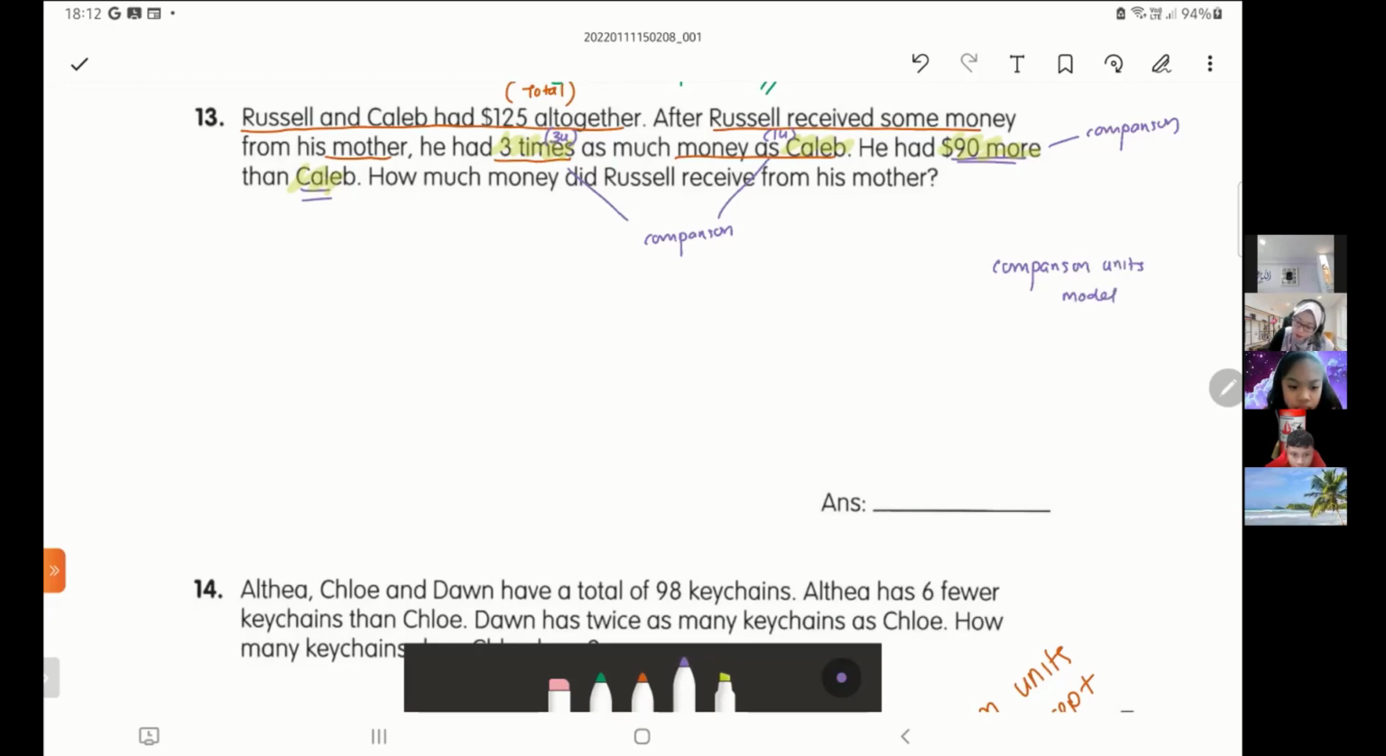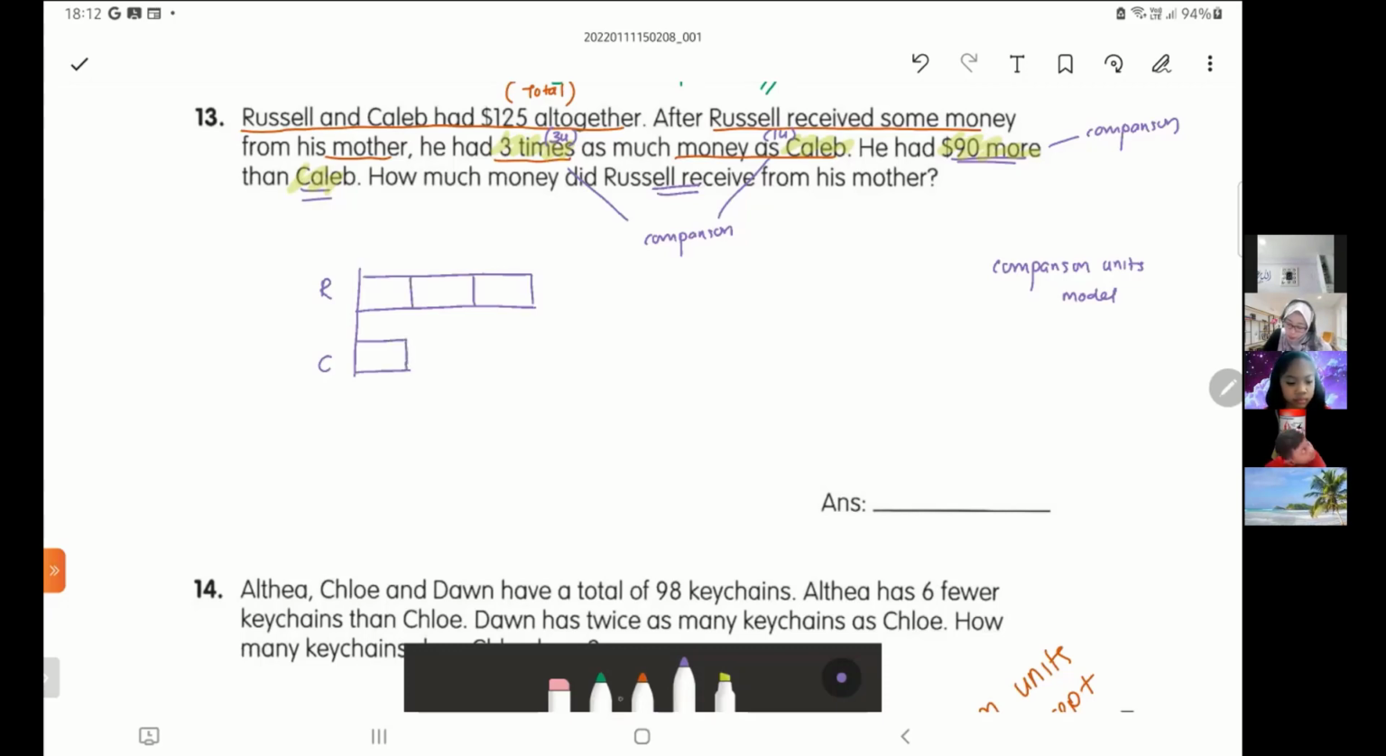So we have here, how much money did Russell receive from the mother? So I want to know how much he received. Okay, let's do the model. We know that Russell and Caleb. Russell will have 3 units. Caleb have 1 unit. 1, 2, 3. Caleb have 1 unit, like this, right?